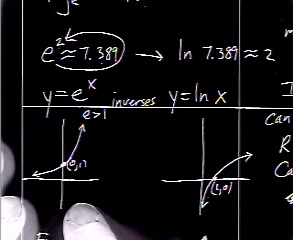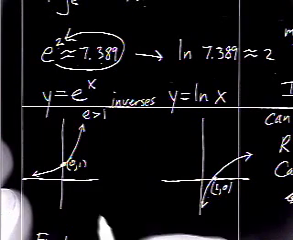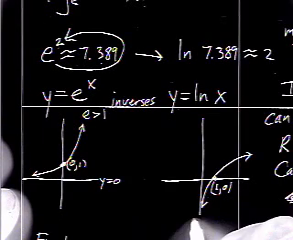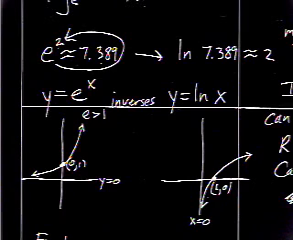So we've got an exponential growth function in y equals e to the x. And we've got a log graph in y equals the natural log of x. Here we had an asymptote of y equals 0. Here we have an asymptote of x equals 0. Those are the lines that it gets closer and closer to but never touches.